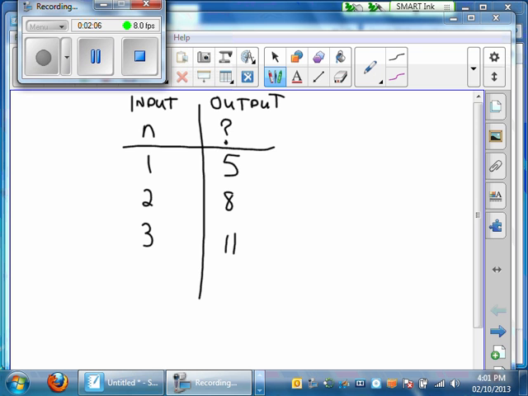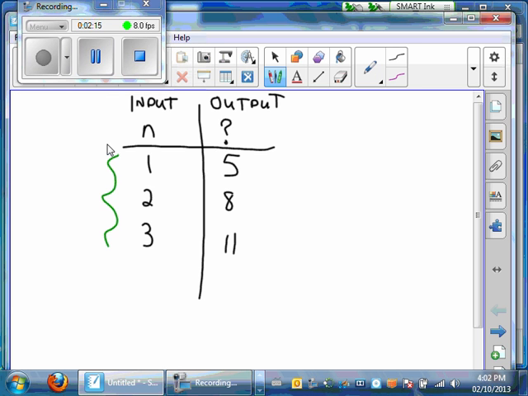Let's take a look at how this input-output table works out here. As we can see, we have our input numbers here along this side, and we've clearly got them labeled here: 1, 2, 3. Those are going to be our inputs. Those are going to be what we're going to input into the algebraic expression. Problem: we don't know what that algebraic expression is yet. But we are going to find out.